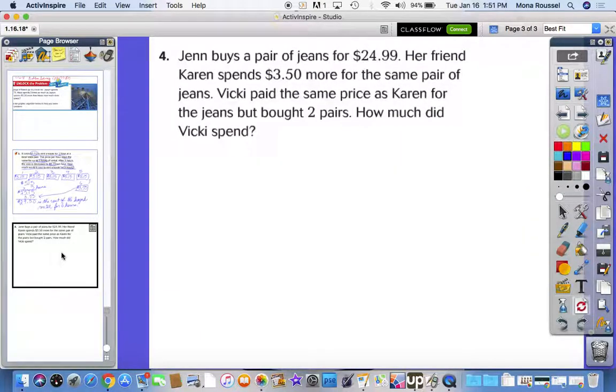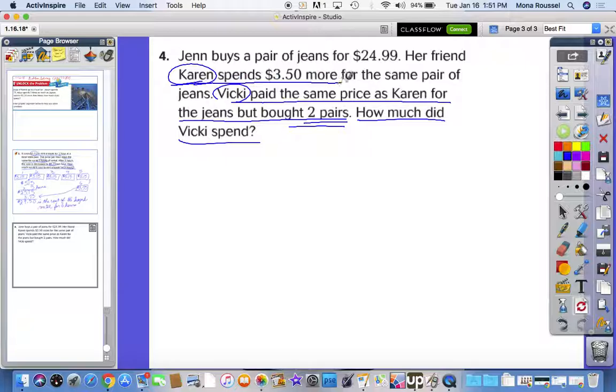If we look at another example, we have different people named in the problem, but as you read through, you'll notice that the question, which is what we want to concentrate on first, is how much did Vicky spend? When we go back into the problem and find what we see about Vicky, we know Vicky paid the same price as Karen for the jeans, but she bought 2 pairs. This doesn't give us any direct information to use immediately, but it's something to hold on to. But it refers us back to Karen. And we learn that Karen spends $3.50 more for the same pair of jeans.